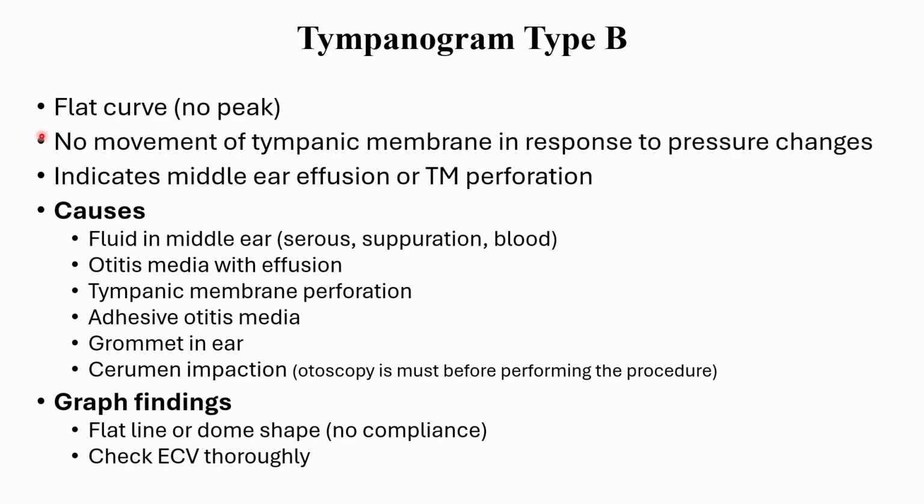In type B tympanogram, there will be a flat curve with no peak, meaning there will be no movement of the tympanic membrane in response to pressure changes from plus 200 to minus 400. It basically indicates middle ear effusion, any mass in the middle ear, or tympanic membrane perforation. Fluid in the middle ear can be serous, plain thin water, suppuration meaning pus, or even blood. So the most common causes are otitis media with effusion, tympanic membrane perforation, adhesive otitis media.